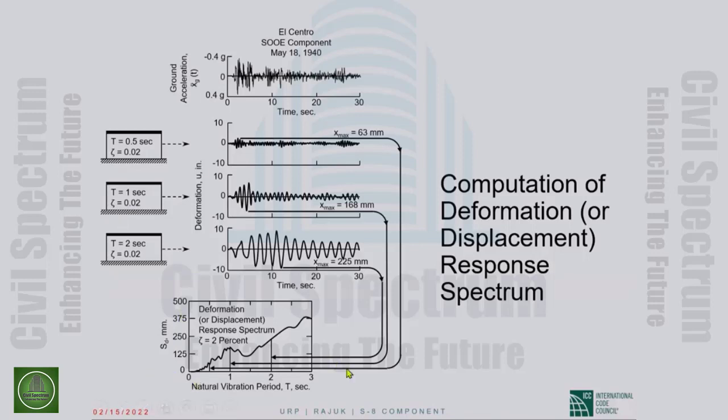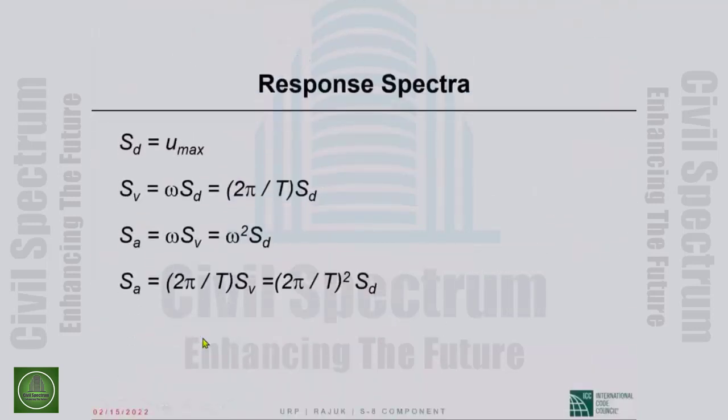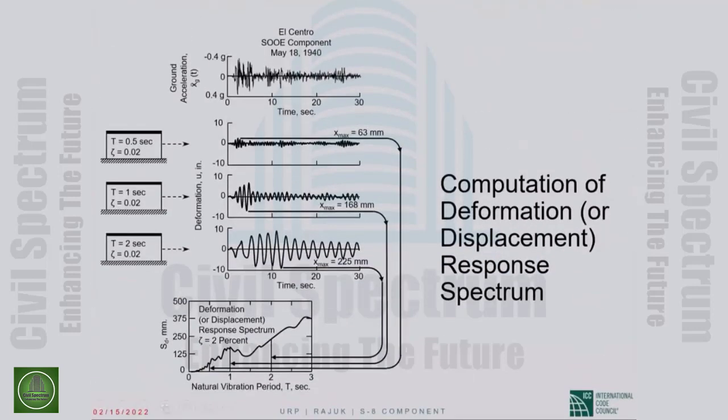Now, in this figure, we have plotted the 63 millimeter maximum displacement of the first system against this period of half a second. Half a second, 63 millimeter displacement. Then we have plotted the 1 second period of the second system and the corresponding 168 millimeter of displacement. We have also plotted the 2 second period of the third system and the corresponding 225 millimeter of displacement. Okay, so that gives us these points.